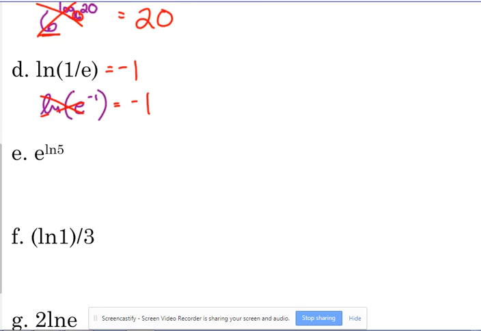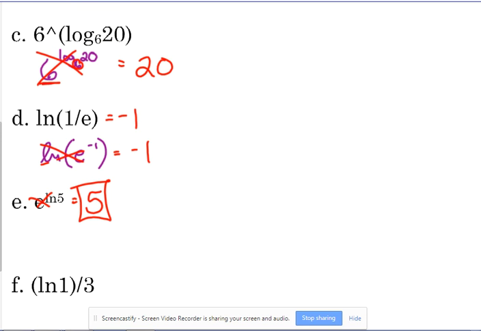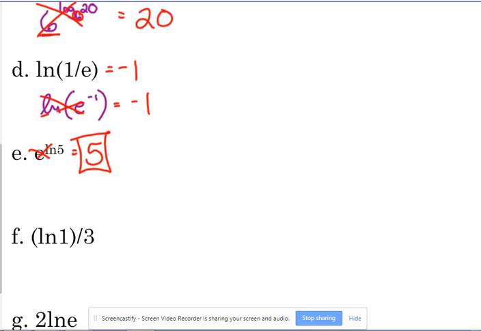Example E, e to the natural log of 5. E and the natural log are inverses, so they cancel each other. So that is just 5. This is just like example C. It's just using the natural log and e instead of the log and the base. All right. How about F?